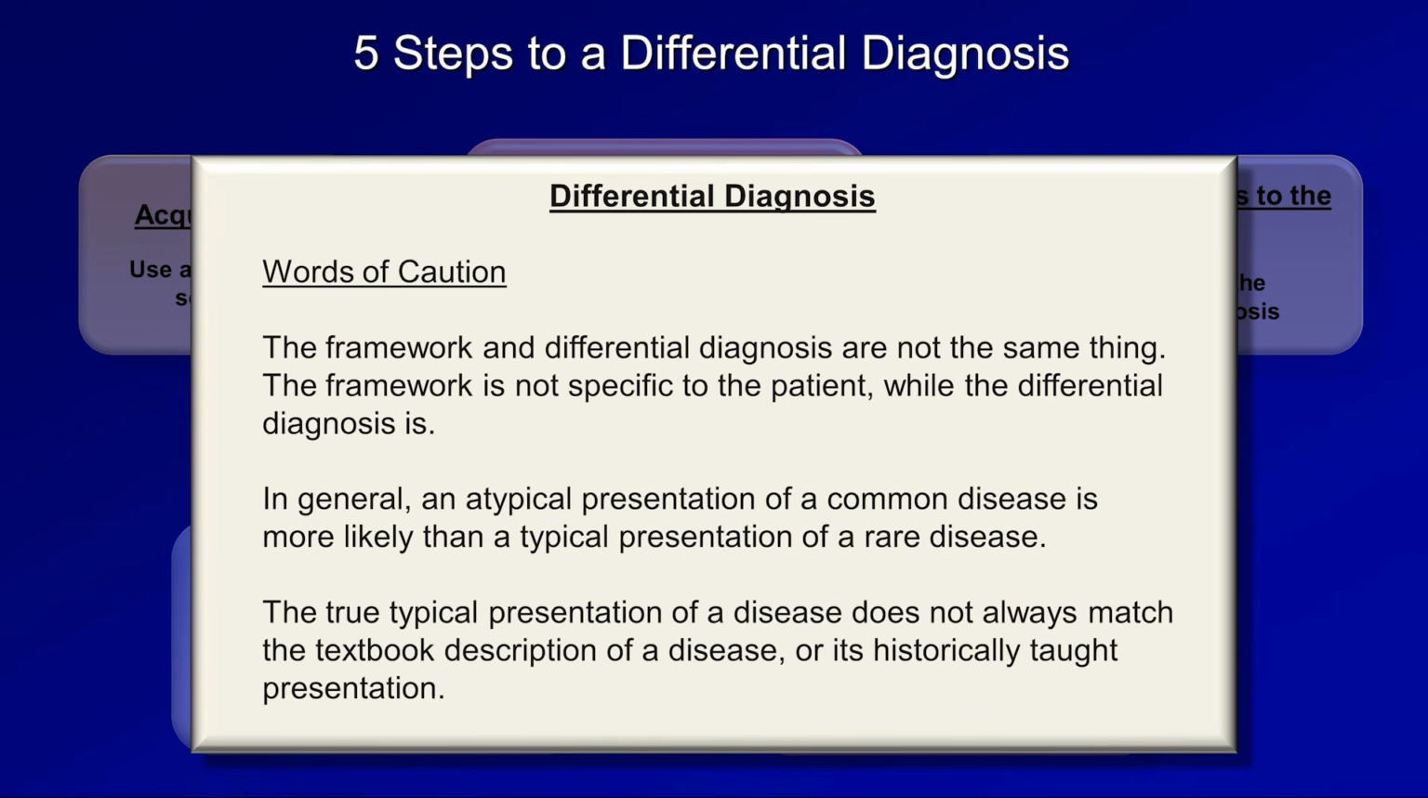Finally, the true typical presentation of a disease does not always match the textbook description of a disease or its historically taught presentation. For example, it's usually taught in medical schools and reinforced in suboptimally researched textbooks that spontaneous bacterial peritonitis, or SBP, usually presents with abdominal pain, abdominal tenderness, and so-called peritoneal signs on physical exam. In reality, the most common presentation of SBP in a patient with known liver disease is altered mental status, with or without a fever, and without any abdominal signs at all.